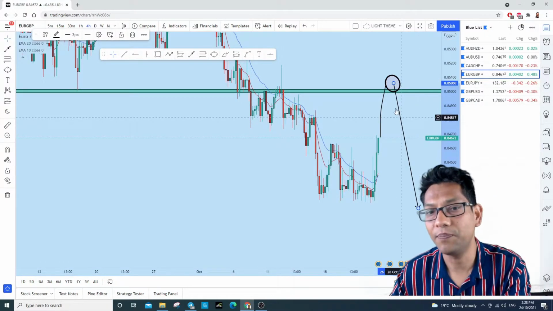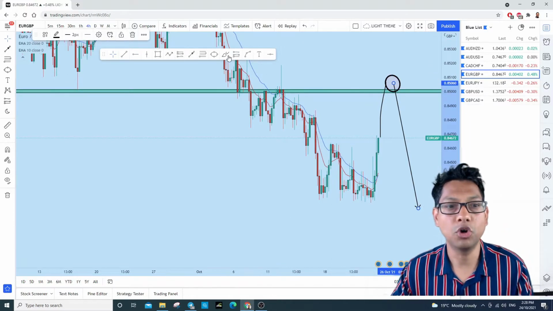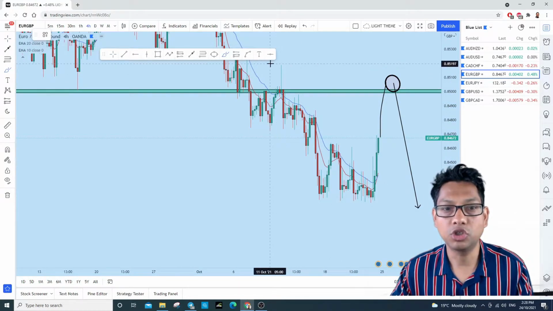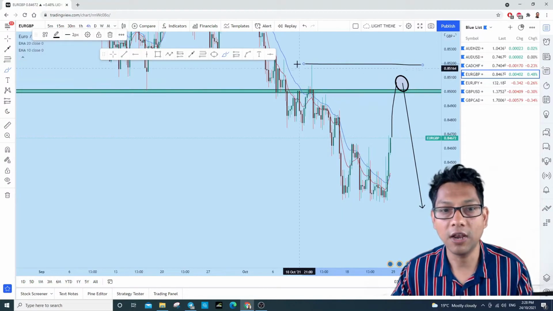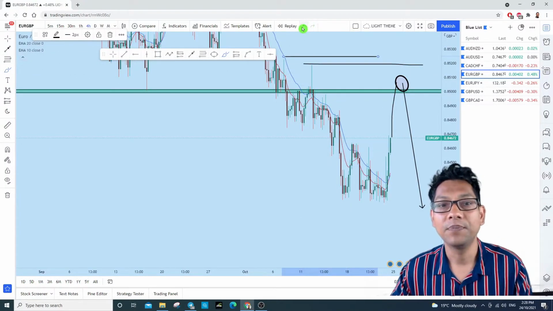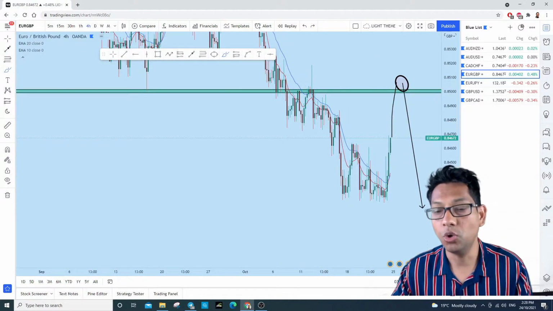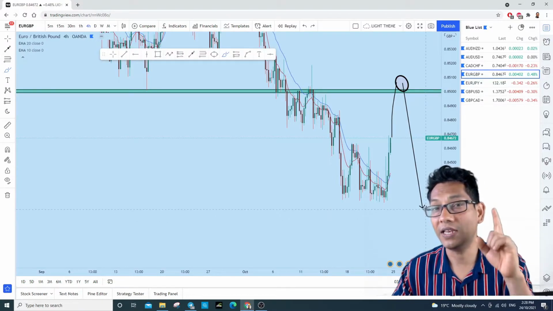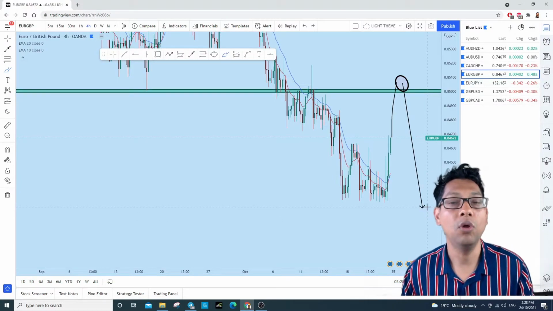If we see something here, then we will take a short trade from here, with our stop loss above this long wick candle, and our risk to reward ratio will be very high, at least 1 to 3 or 1 to 5.